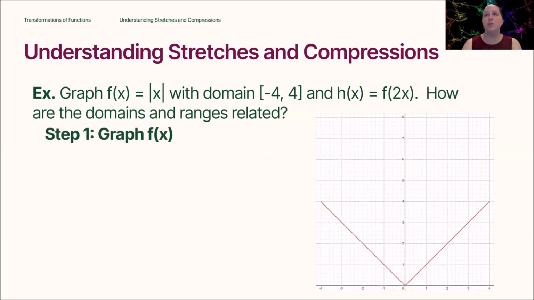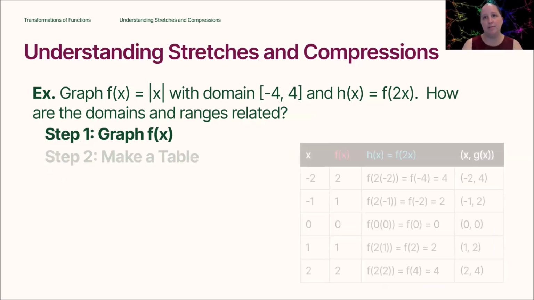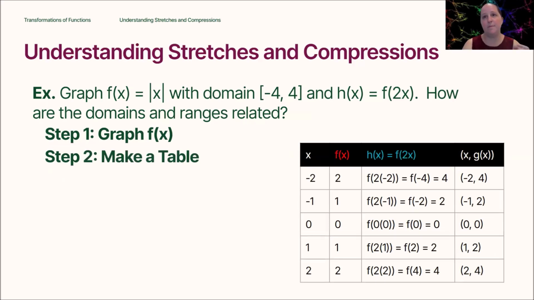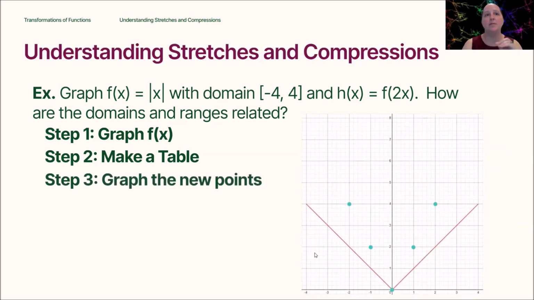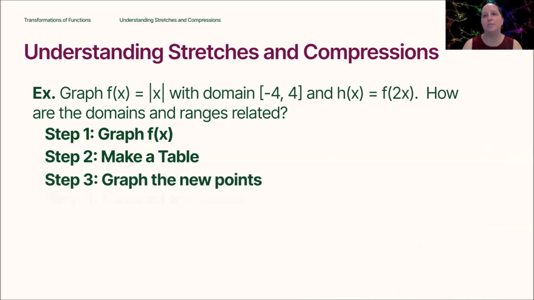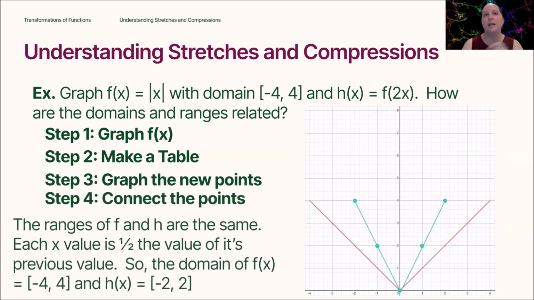So next I want to do the same thing, but I'm putting the 2 inside the parentheses this time. Okay, so that's going to change it slightly. So again, I'm going to use my exact same x values, starting at negative 4. I'm going to plug those values in, okay. I graph my new points. And then I connect those points.